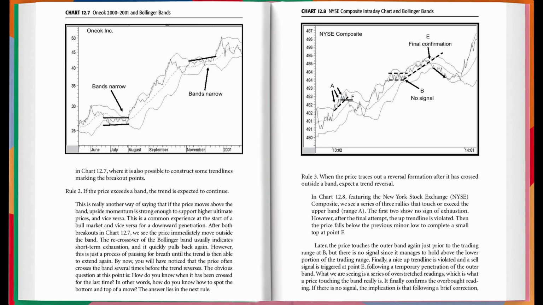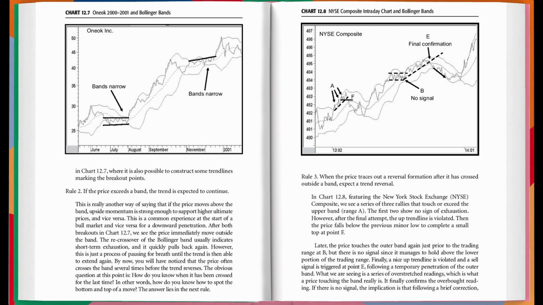Rule 2. If the price exceeds a band, the trend is expected to continue. This is really another way of saying that if the price moves above the band, upside momentum is strong enough to support higher ultimate prices, and vice versa. This is a common experience at the start of a bull market and vice versa for a downward penetration.